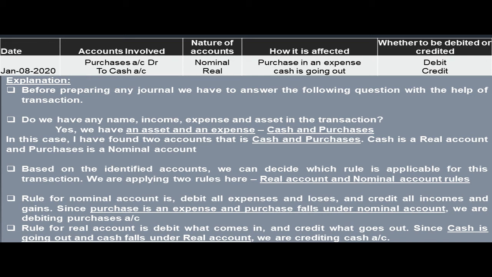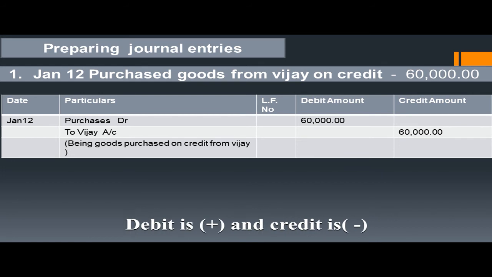Since cash is going out and cash falls under real account, we are crediting cash account. The next transaction is purchased goods from Vijay on credit, 60,000 rupees. The journal entry would be purchase account debtor to Vijay account.